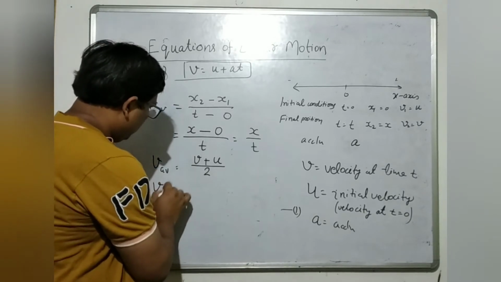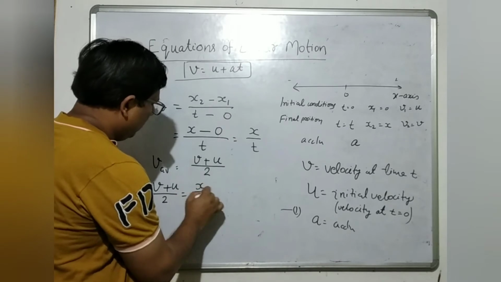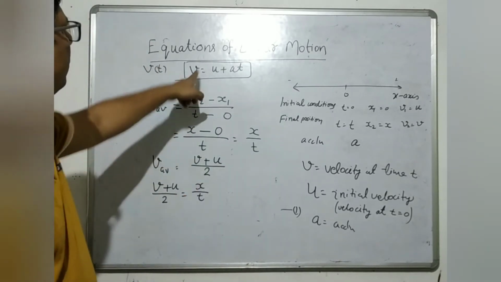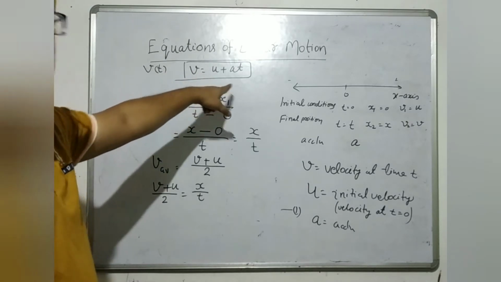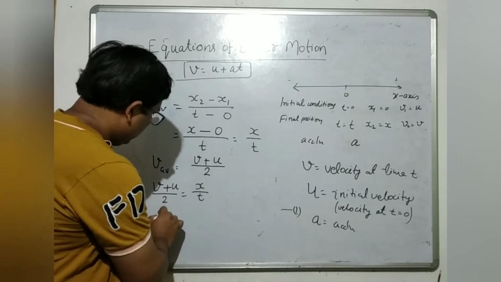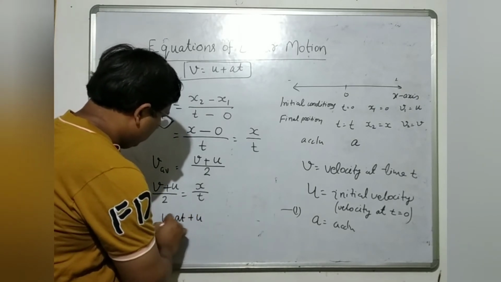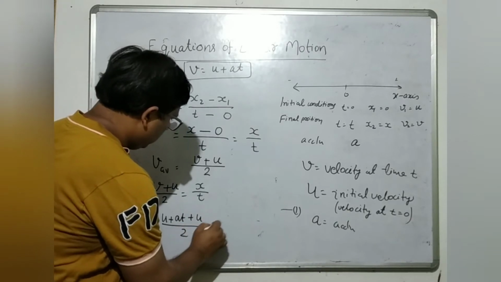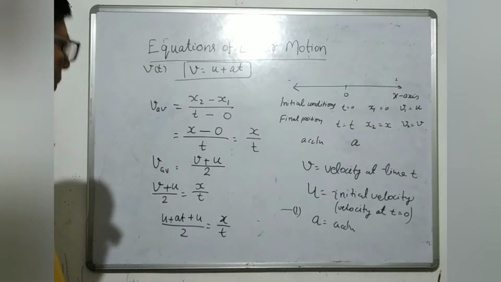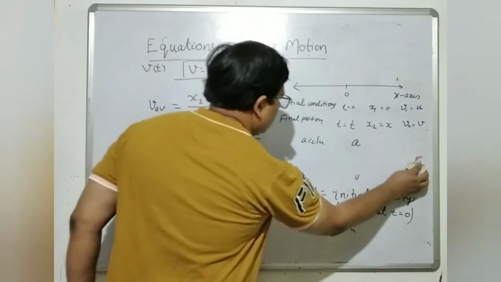So (v plus u) upon 2 is equal to x upon t. Now what is this v? From the first equation, this is u plus at. So instead of v, we can write (u plus at plus u) upon 2 is equal to x upon t. Okay, so let us erase this.